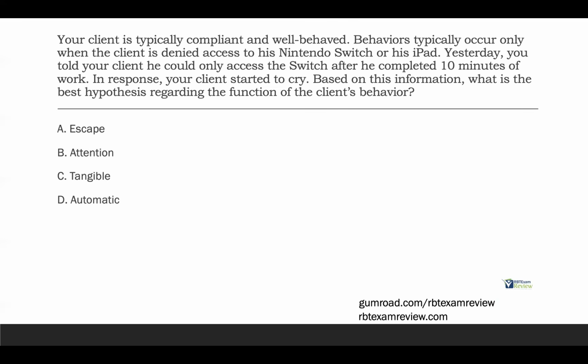Automatic is obviously not the case. Why? Automatic is one person. This is socially mediated. It involves another party, okay? Best answer here is tangible. Again, why do we know that? Because when behaviors typically occur only when they're denied access, and they're trying to gain access, our best hypothesis is the behavior is occurring to obtain a tangible.